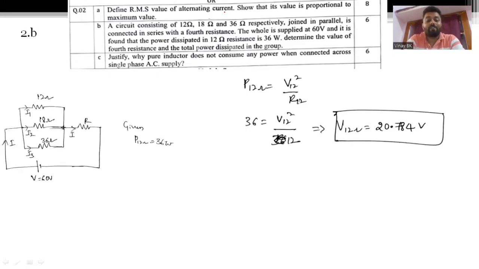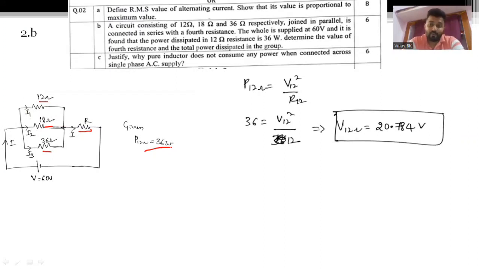Now you can see they have not given the circuit diagram, you only have to draw the circuit. The circuit consists of 12 ohm, 18 ohm, 36 ohm connected in parallel, and this combination is connected in series with R. The supply voltage is 60. Total current is I. It is divided as I1, I2, I3. The same current I comes back. So now, the hint is the power dissipated in 12 ohm, they have given 36 watt.